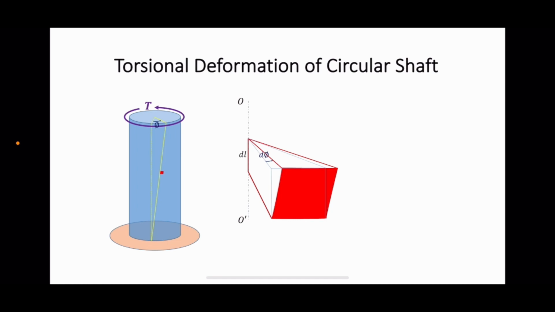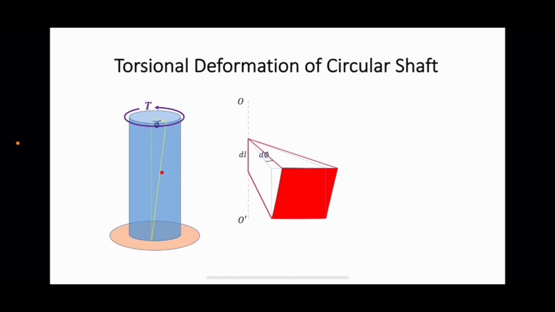Before we continue, there are some important terminologies that I need to mention. First, the angle phi that you are seeing on the top surface of the shaft is called the angle of twist that we will study in the next lectures. Second, the angle d phi on the top surface of the pie shape is the angle of twist corresponding to the length element dl of the shaft.